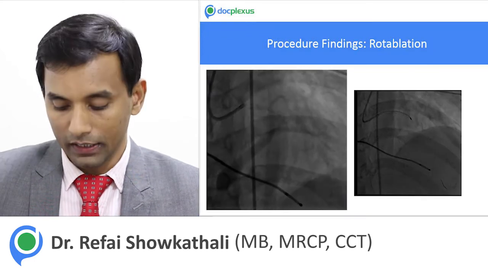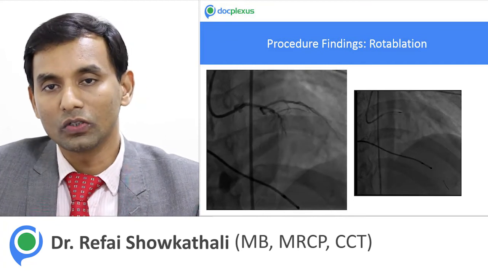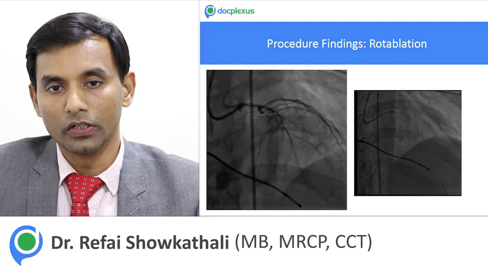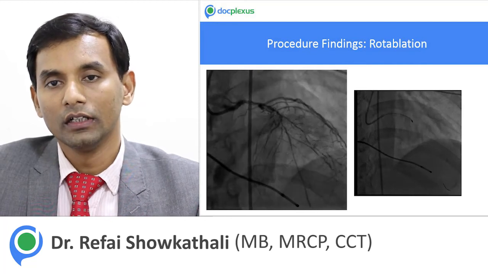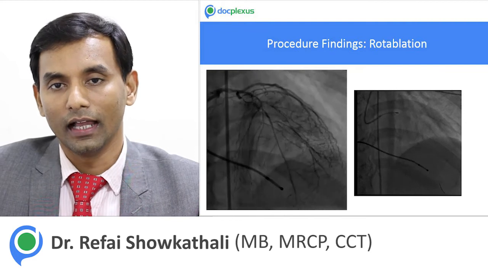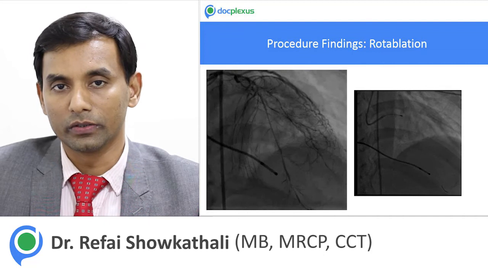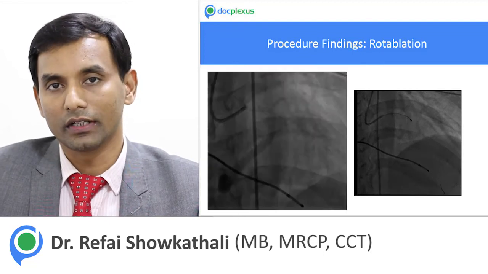So this is the technique of rotablation. What we have decided is to use a temporary pacemaker wire. Essentially, the idea of putting in a temporary pacemaker wire is to help the heart if it goes into bradycardia, which can happen during rotablation due to the embolization of calcific material.